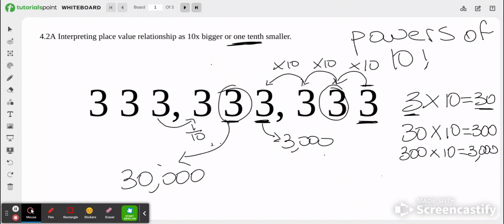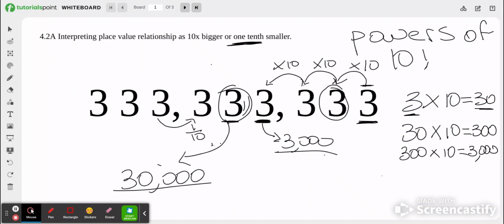It's in the thousands place. Well, what do you know? What's the biggest difference you notice between these two numbers? The 3 in the thousands place has one less 0 than the 3 in the 10,000s place. Okay? That means this 3 that's underlined in the thousands place, we're going to say it's 1/10 smaller than the 3 that's circled in the 10,000s place. Okay? So if the digit is to the left, it's going to be 10 times bigger. If we're looking at the digit on the right, it's going to be 1/10 smaller.